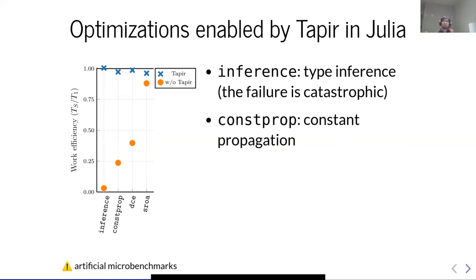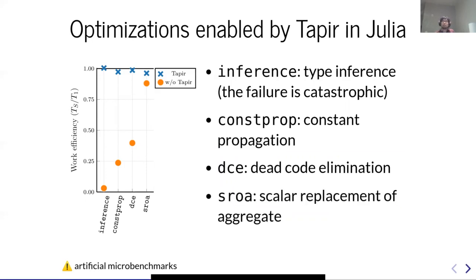The third example is a bit more non-trivial, and it shows that dead code elimination can be triggered using my implementation of Tapir. And the last example shows that it can trigger an optimization called scalar replacement of aggregates, meaning that the compiler can decompose a mutable struct into scalar variables holding the values of each field.